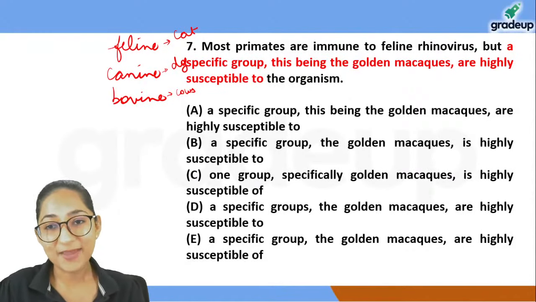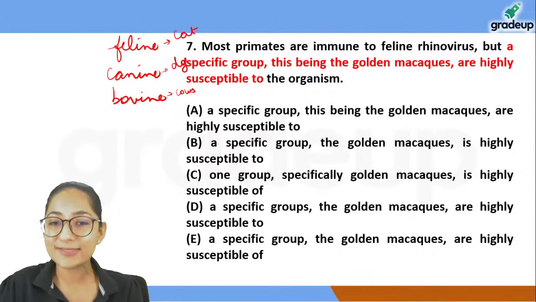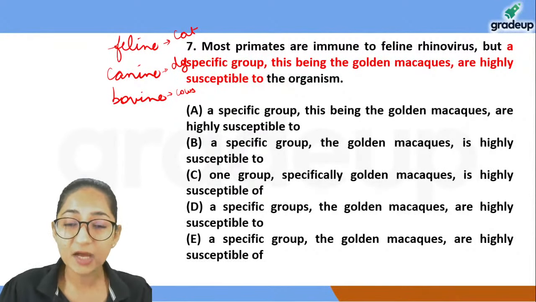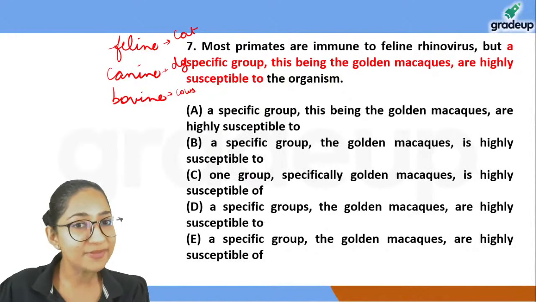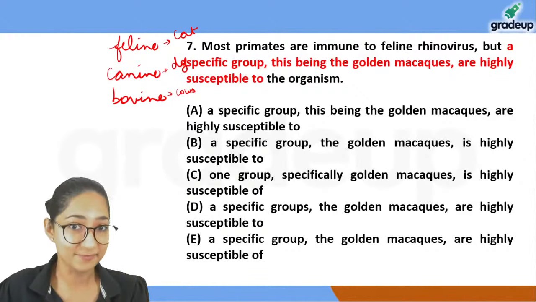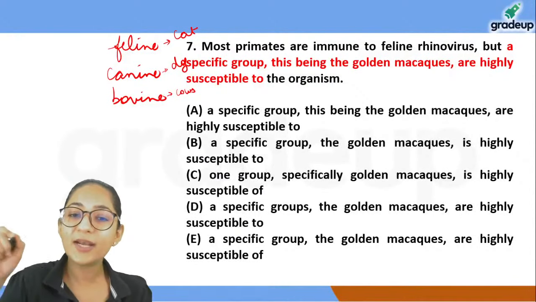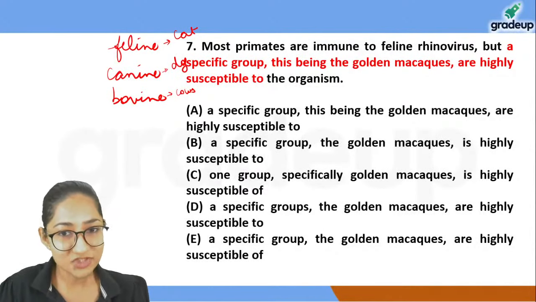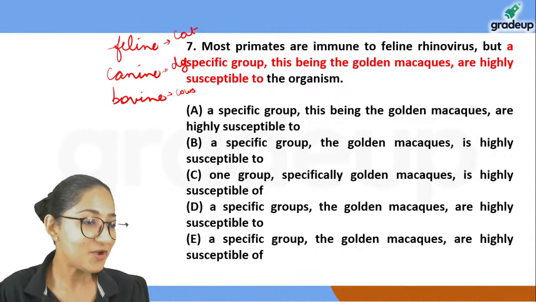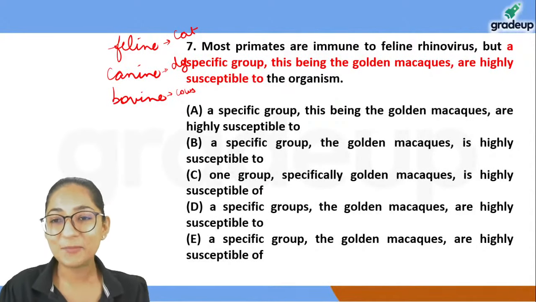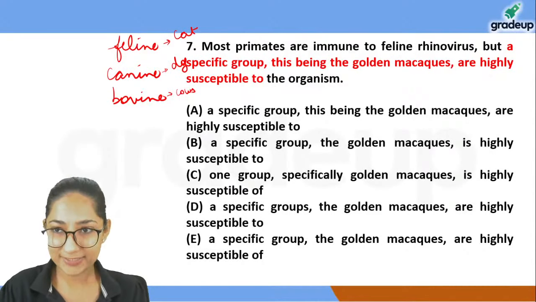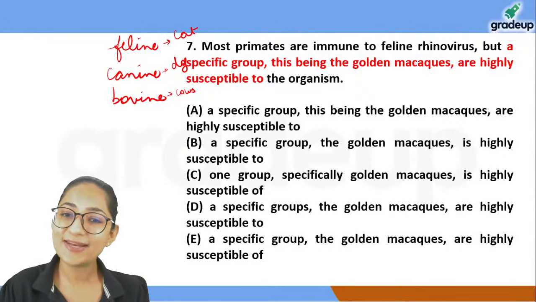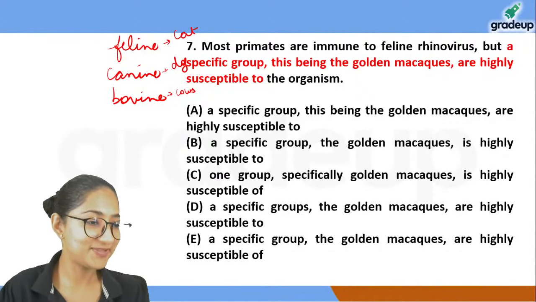All right, guys. So most primates are immune to feline rhinovirus. Let's see if you are able to answer it. I'm sure a lot of people will be able to come up with the correct answer. But the point in such questions is to come up with the accurate answer within the given time. If you read each and every sentence horizontally, you will spend 1 minute on reading only. So strategy and methodology are very important here. What do you say? Most primates are immune to feline rhinovirus, but a specific group, this being the golden macaques, are highly susceptible to the organism. What do you say?